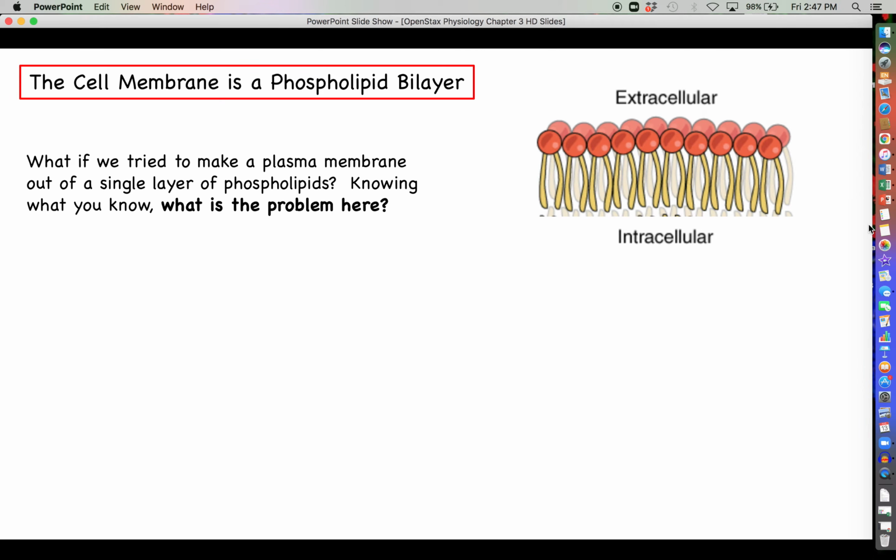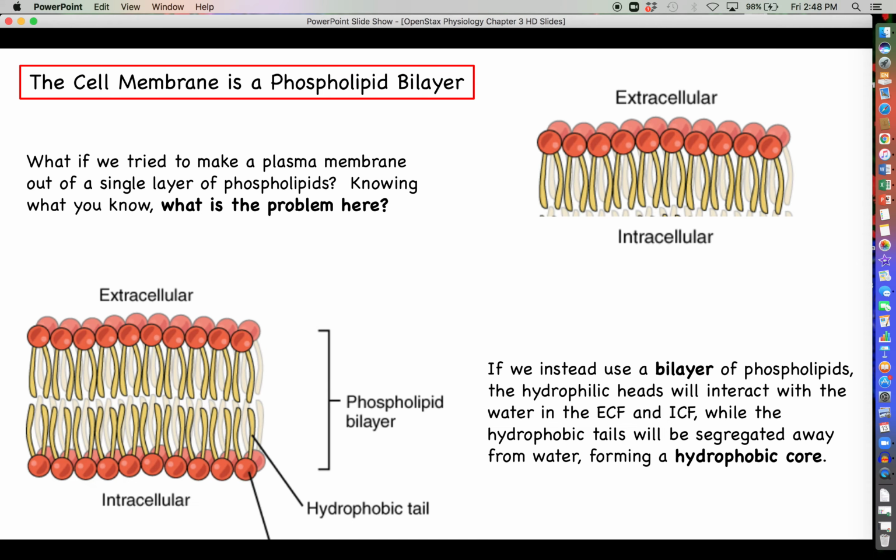The tails, on the other hand, are very hydrophobic, and we are forcing them to interact with all of the water that you find in the intracellular fluid. Don't forget, even though the solute composition of these two fluids are very different, the water composition is exactly the same. So each fluid that you see here has an exactly equal percentage of water there. So the heads in this case are very happy, and the tails are very unhappy. So we need to do something about that. This is clearly not the best way to go about making a cell membrane.